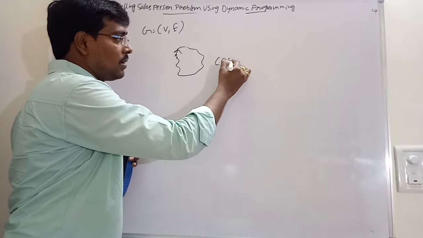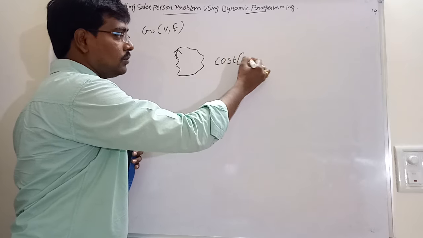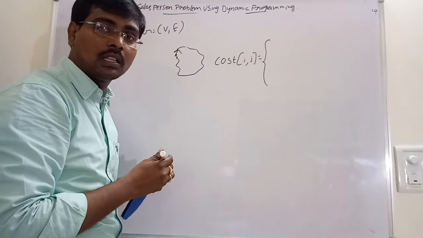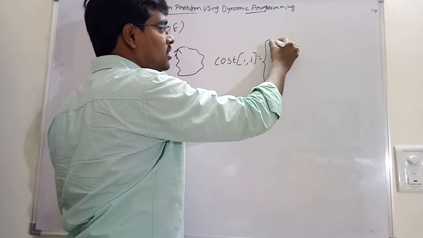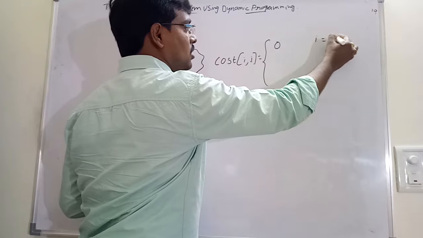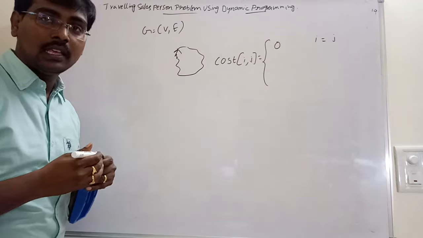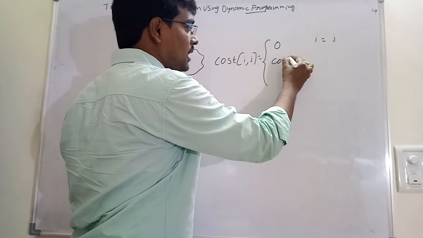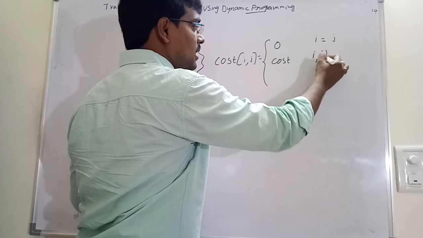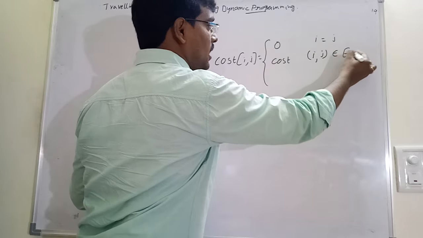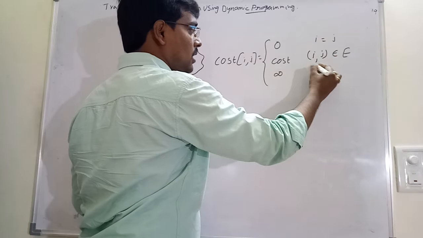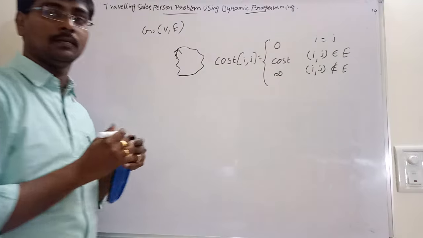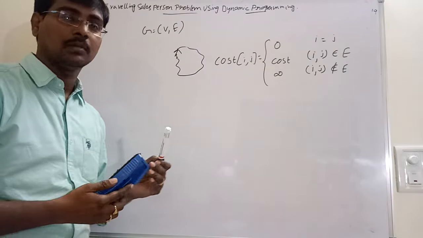Suppose the given graph is converted to a matrix. If i, j are vertices, the value is 0 if i is equal to j, that is (1,1), (2,2), (3,3). The value is the corresponding cost if the pair (i, j) is an edge, and infinity if (i, j) does not belong to an edge. This is the general traveling salesperson problem.